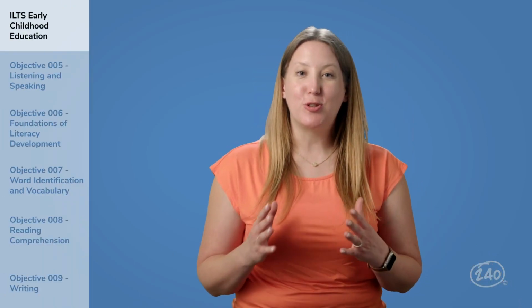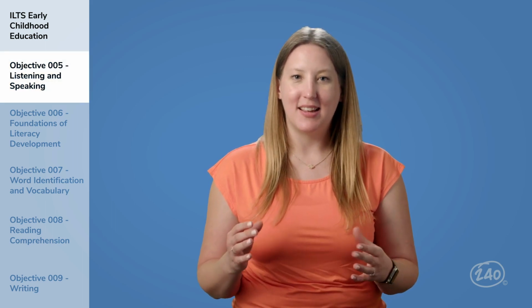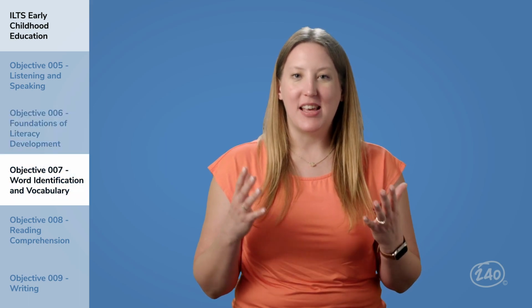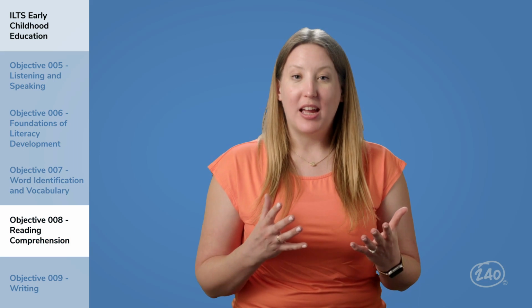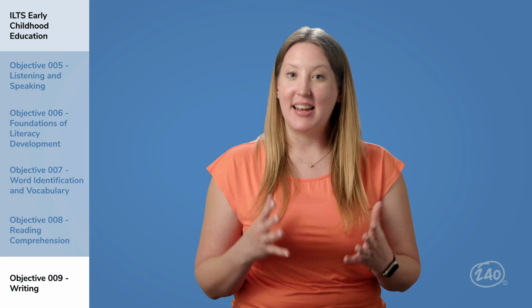Next up is language and literacy, which is one of the 2 largest sub-areas at 31% of your overall score. You'll need to know about children's language and communication development and how to support listening and speaking skills, the foundations of literacy development, word identification strategies and vocabulary, reading comprehension, including encouraging independent reading, and the writing process and how to produce writing competence. So basically everything you need to know to set young children up for success with reading and writing. No big deal, right?